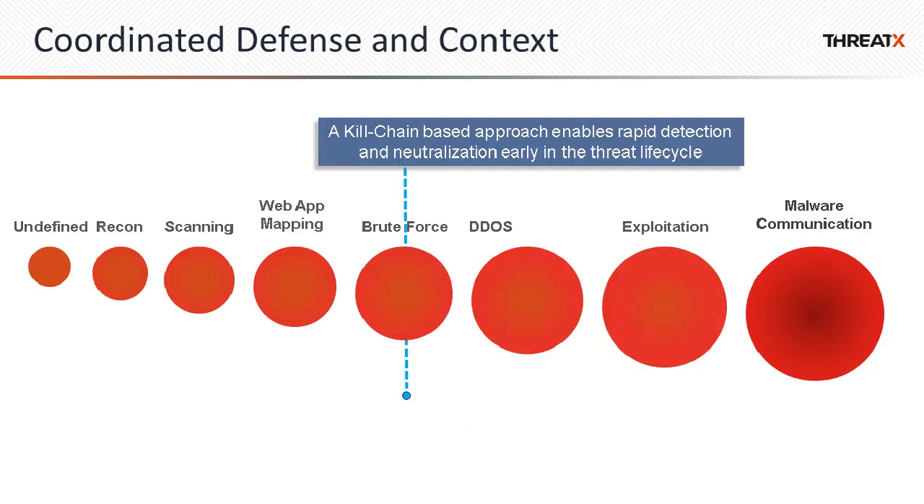So the idea here is that you want a coordinated defense and context. And context is really the key here, because in the old days of just using signatures or rules on a firewall, you're really attacking each one of these stages in isolation, and there's no coordination, so you don't really understand the state or the progression of the attack as it's happening.